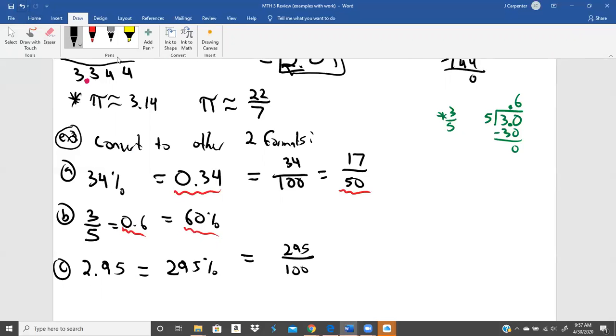If you wanted to write it as a mixed number, the 2 would be the whole and the 95 would be the top. And this definitely reduces. 5 goes into both of these quite a bit, right? What's that? 295 divided by 5 is 59. And then 100 divided by 5 is 20. Nothing else goes into both of those, so that's your answer.